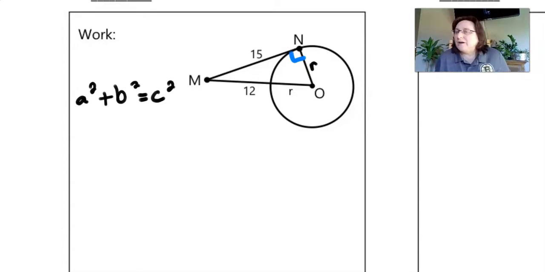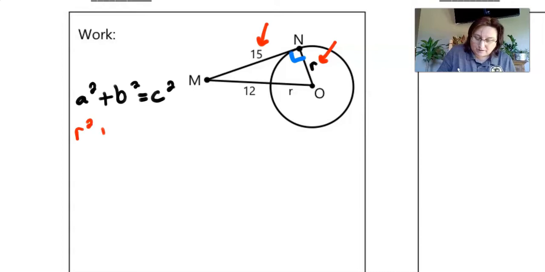Now we have to figure out, what are we going to plug in for a, b, and c? So guys, if you remember, a and b are always your legs. Okay, so right here is one of your legs. Right here is the other leg. So I would say r squared plus 15 squared equals.